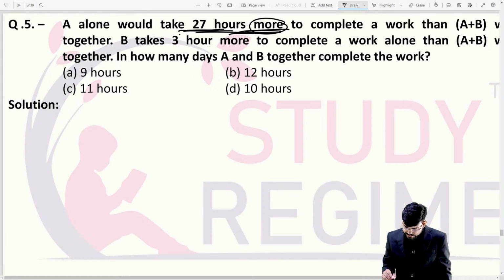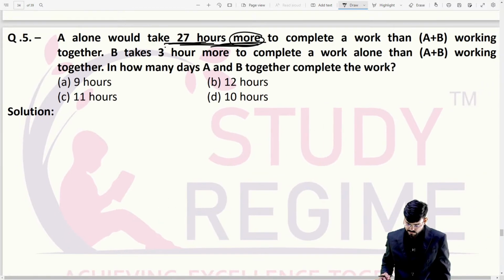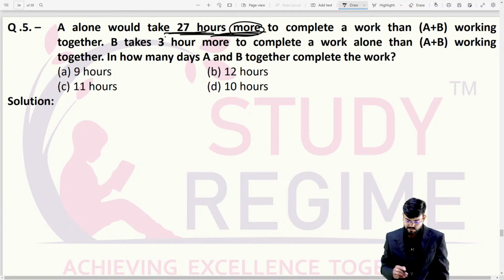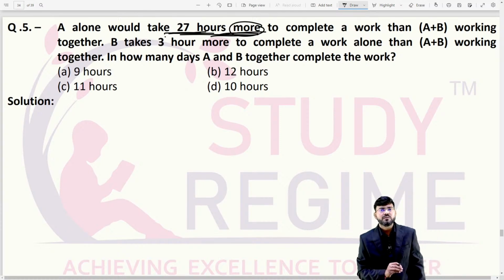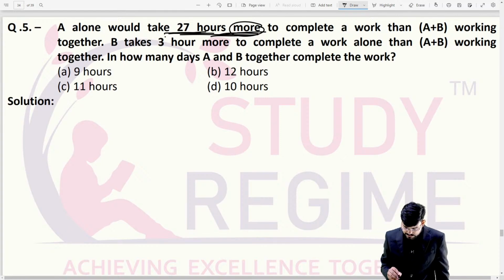A is taking 27 hours more to complete a work than A and B working together. Here the comparison of A is done with what? A plus B. And A alone would take how many hours more? 27 hours more. Clear? Now next, B takes 3 hours more.